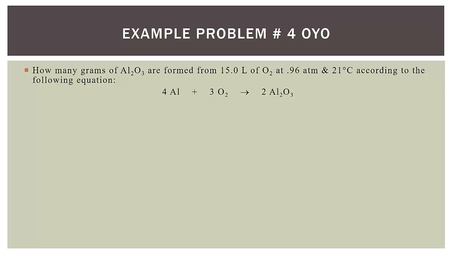All right, hopefully you did it. If you just copied, well, you're missing the point of this whole podcast. So as we can see, it's not at STP because it's 0.96 atmosphere and 21 degrees Celsius. So first thing, what are we given? We're trying to find the grams here, but we're given the pressure. Okay, we're given the volume, and we're given the temperature.